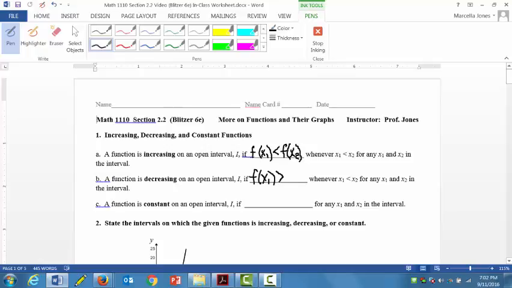The function is decreasing on an open interval I if f of x1 is greater than f of x2 whenever x1 is less than x2 for any x1 and x2 in the interval. So the graph will be going downhill on an interval of decrease. A function is constant on an open interval I if f of x1 equals f of x2 for any x1 and x2 in the interval.